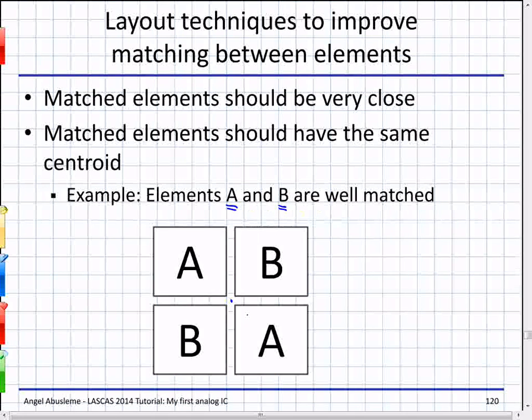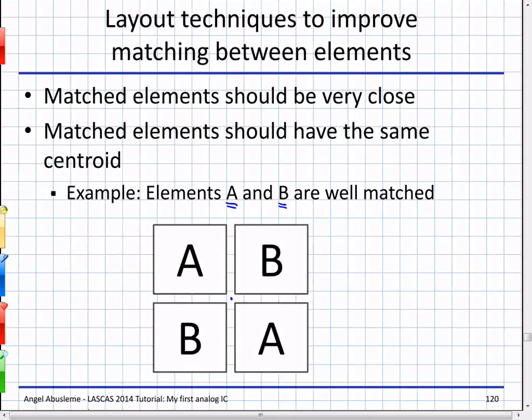And if they share the center and they are symmetrical, they will behave well when there are gradients in the process. If there's any gradient that will make stronger transistors to the right and weaker transistors to the left, this technique will prevent the mismatch between these transistors.